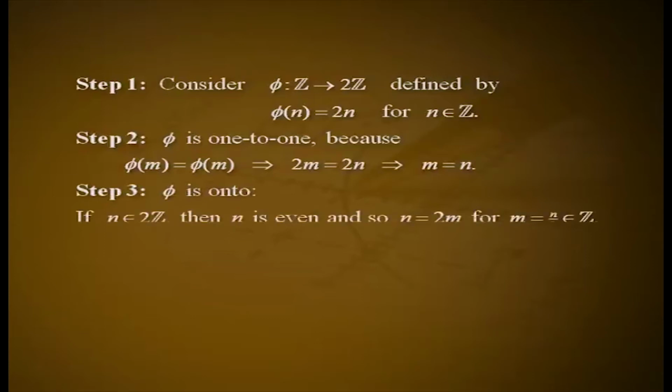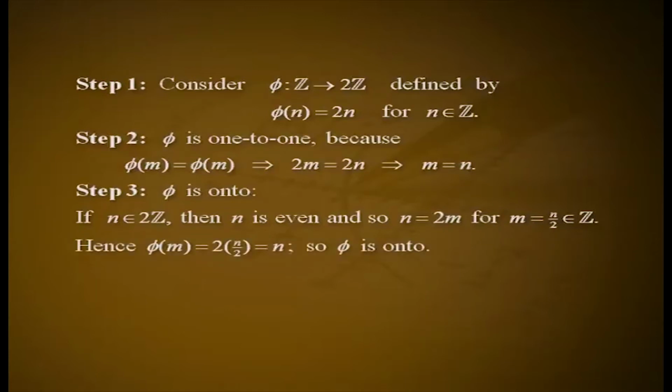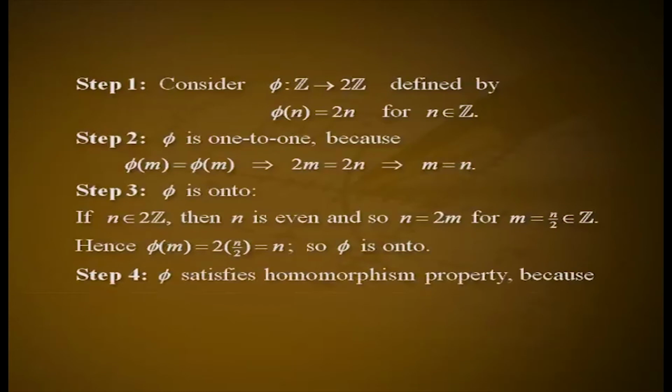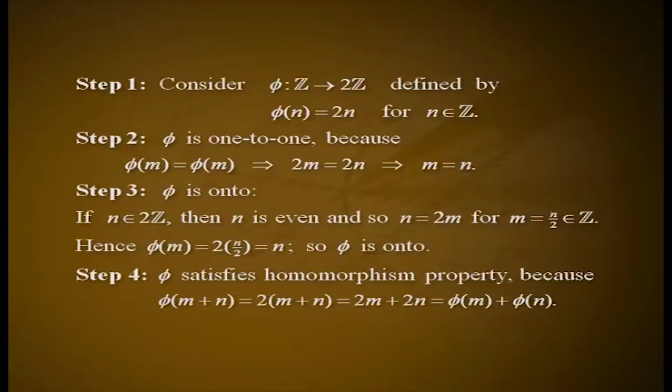If n belongs to 2Z, then n is even. So, n is equal to 2m for m equal to n by 2 belongs to Z. Hence, phi of m is equal to 2 into n by 2, which is equal to n. So, phi is onto. Step 4. Phi satisfies the homomorphism property because phi of m plus n is equal to 2 into m plus n, which is equal to 2m plus 2n, which is equal to phi of m plus phi of n. Hence, phi is an isomorphism between the given two binary structures and hence they are isomorphic.